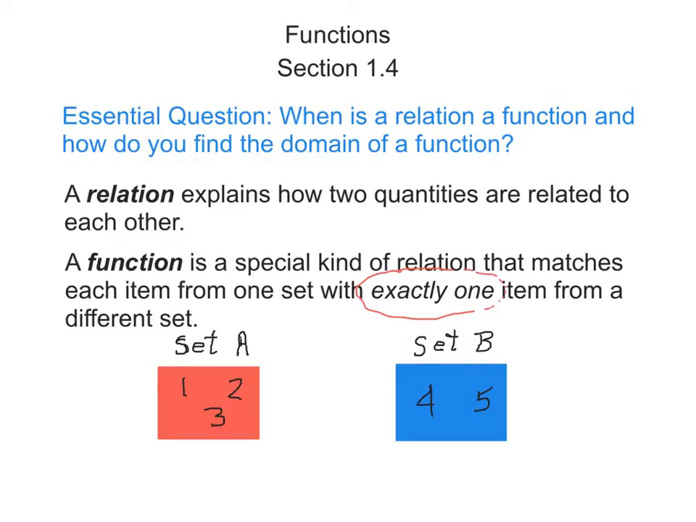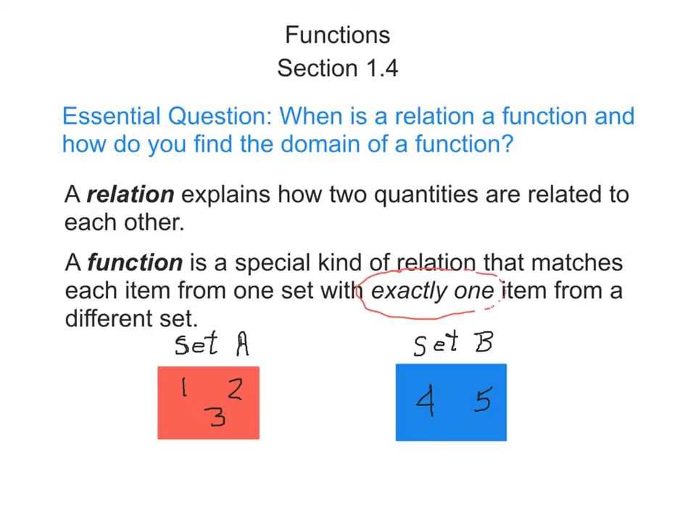Now, to understand this definition a little better, let's assume we have two sets. We've got one set A, which consists of the numbers 1, 2, and 3, and we have a second set B, which consists of the numbers 4 and 5. All right, so a function says that it is a type of relation that matches each item from one set, in this case set A, with exactly one item from set B, or in other words, one and only one item from set B.